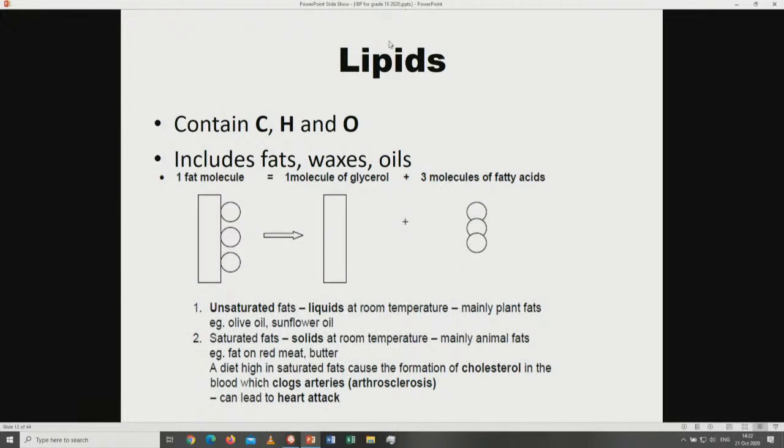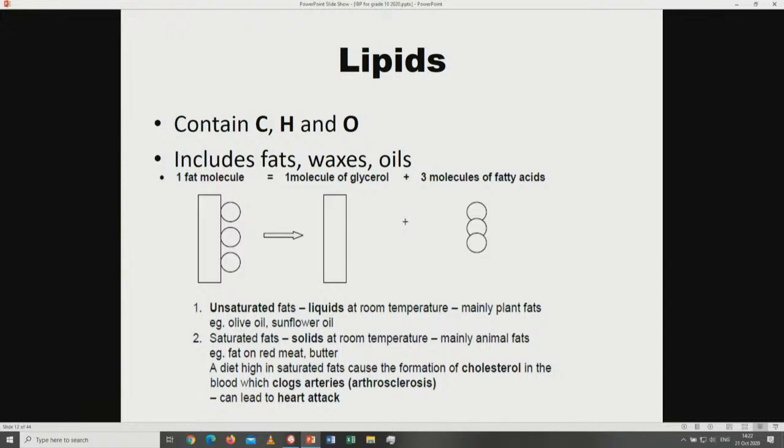Lipids are examples of organic compounds which contain carbon, hydrogen, and oxygen. They include fats, waxes, and oils. One molecule of lipid, a fat molecule, consists of one molecule of glycerol and 3 molecules of fatty acids. This means that a lipid is made up of glycerol and fatty acids.